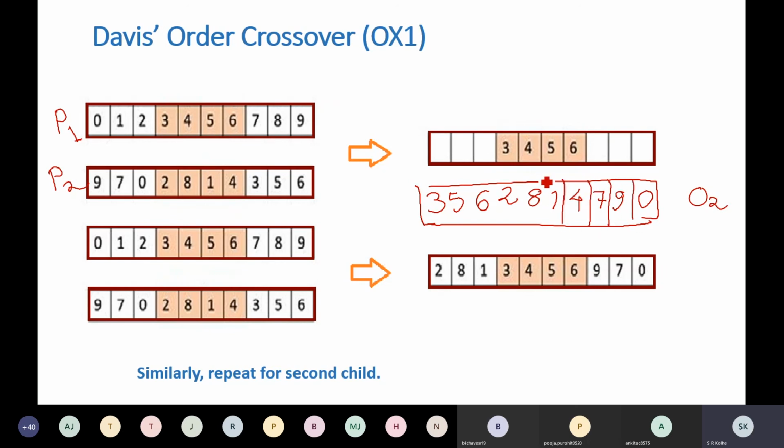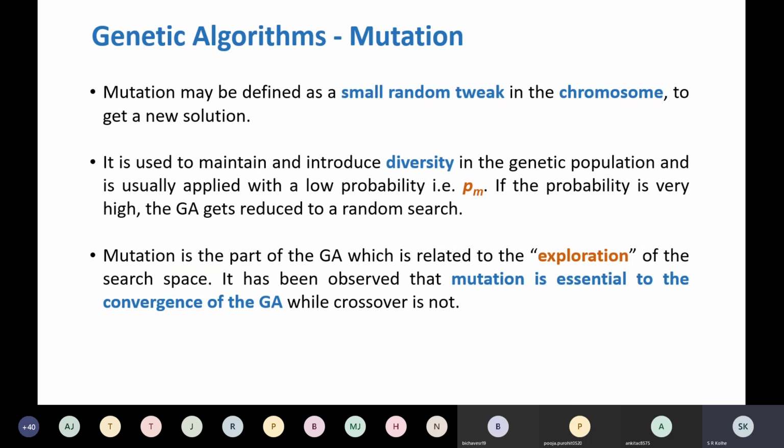Okay? So in this way, this OX1 or Davis order crossover technique works. This part we have kept as it is from second, and then you are inheriting from first. Since this is used with permutation representation, numbers should not get repeated. That's why the mechanism works in this way. So every number will occur exactly once. Okay? So this is how the crossover operation is performed.